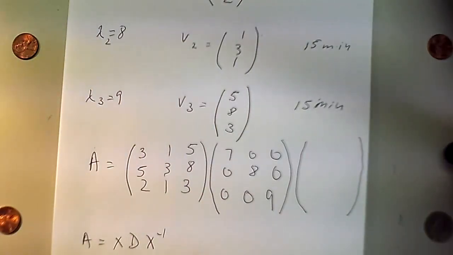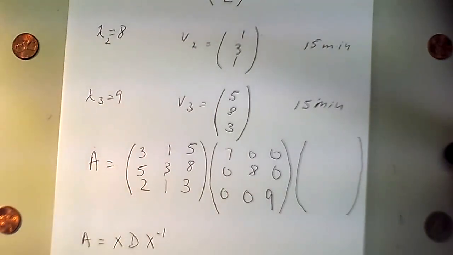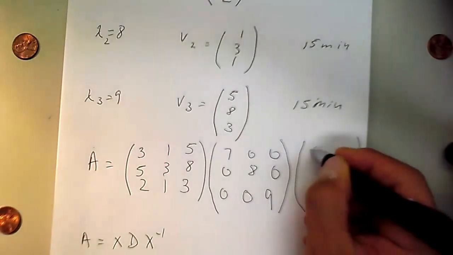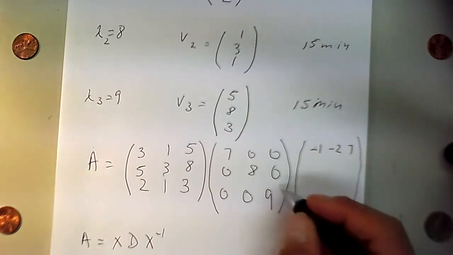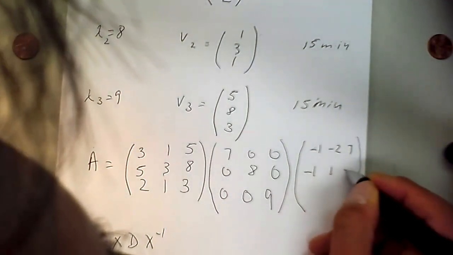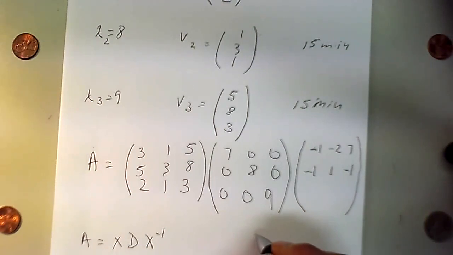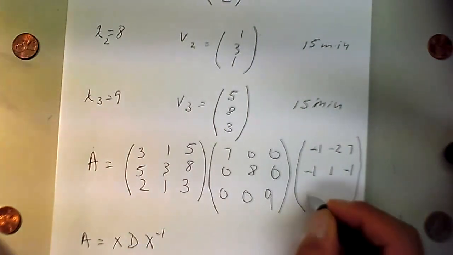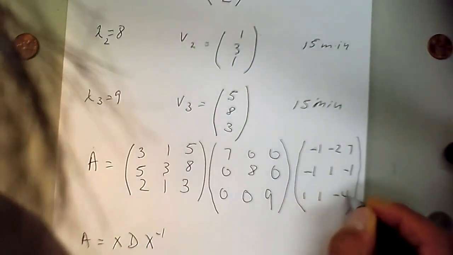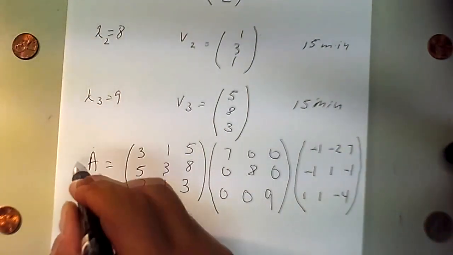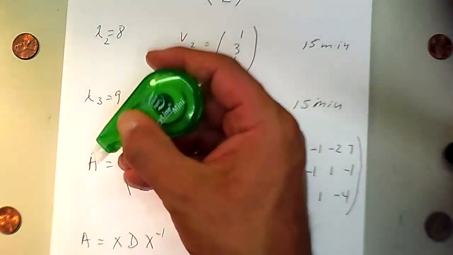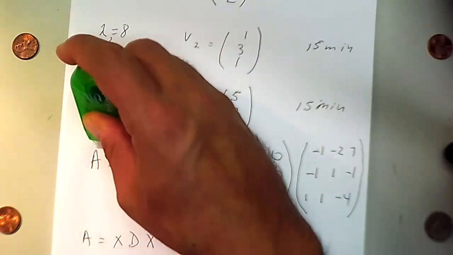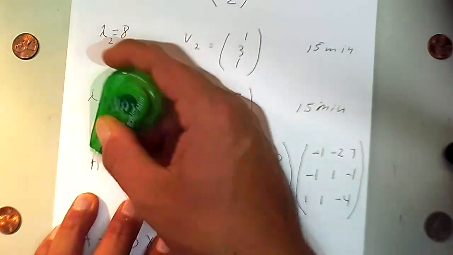I found the inverse to be -1, -2, 7, -1, 1, -1, 1, 1, -4. So the original A, we should probably write the A, even though there's not a lot of room here, just to have a complete matrix.